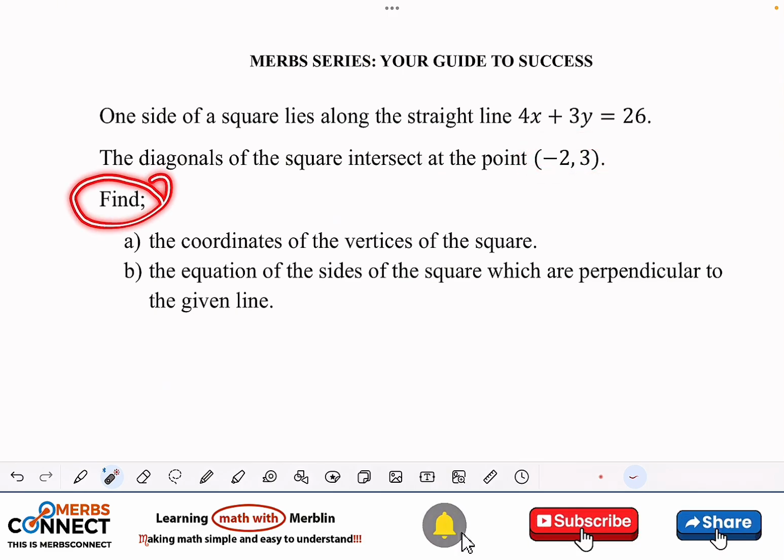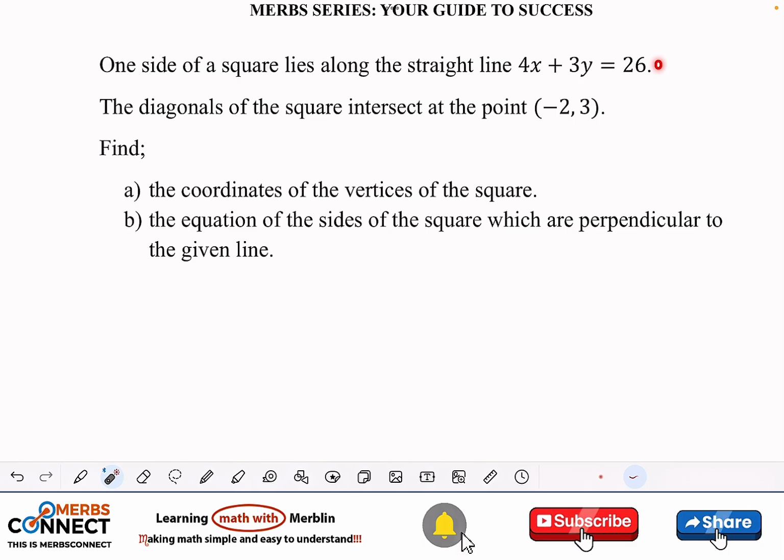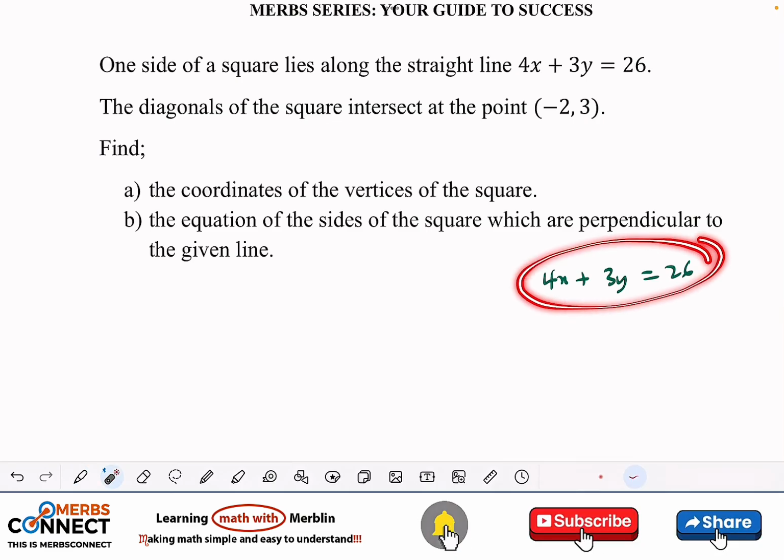So the first question is we want to find the coordinates of the vertices of the square before we even think of the B. So let's try and sketch something. For us to sketch, we need to sketch this line. Now this line we can talk about: we have 4x plus 3y is equal to 26.